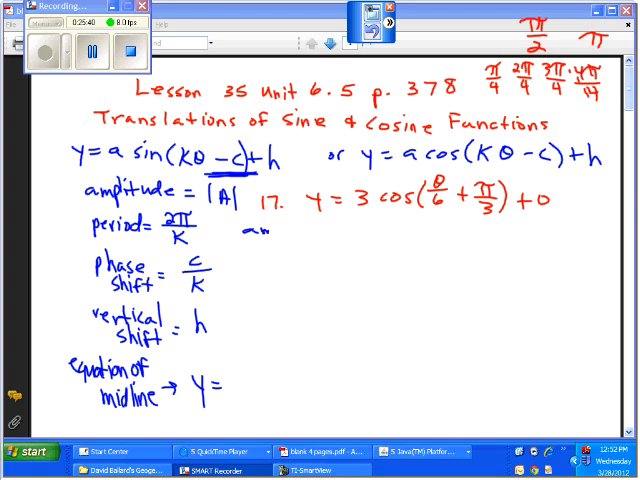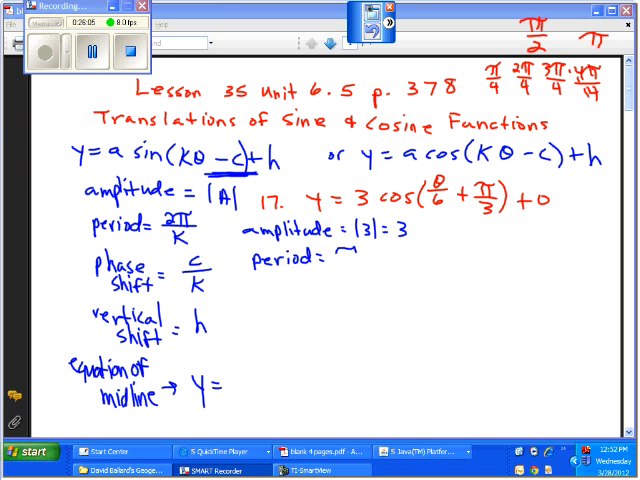And so our amplitude is the absolute value of 3, which is 3, which is what I should have done last time, right? If that had been a negative 3, it would have been absolute value of negative 3, which is 3. All right, we did better this time.